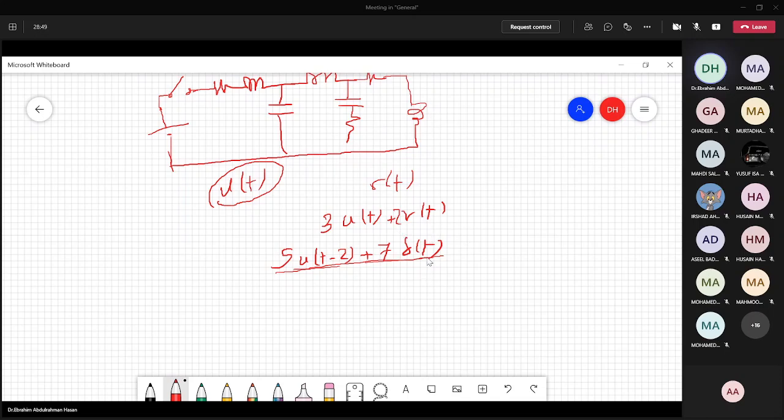So if we want to find a response for a delta, and this is the response for u, then we just take the derivative of the step response, when the input is equal to u. And if you want to find the ramp response, just take the integration.